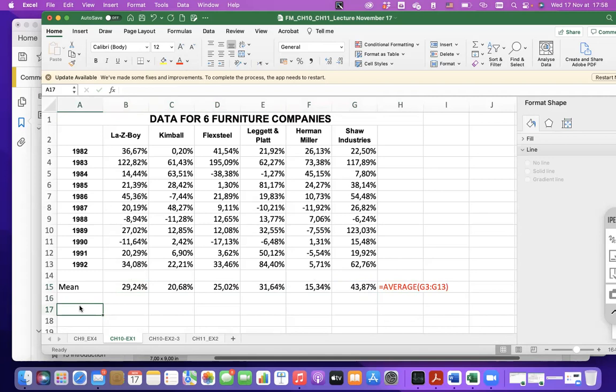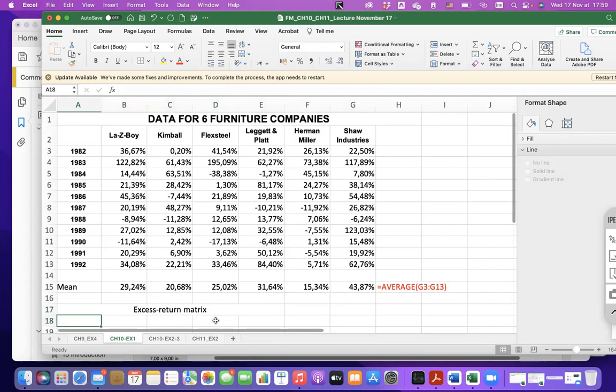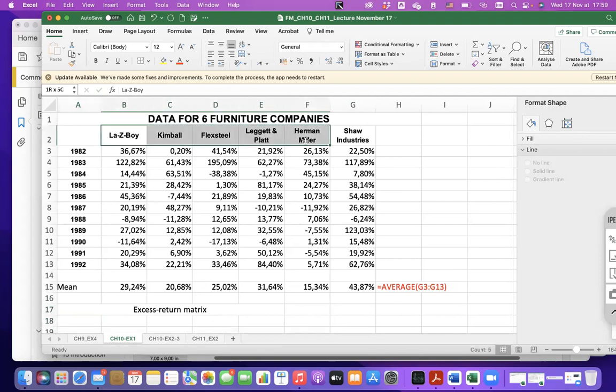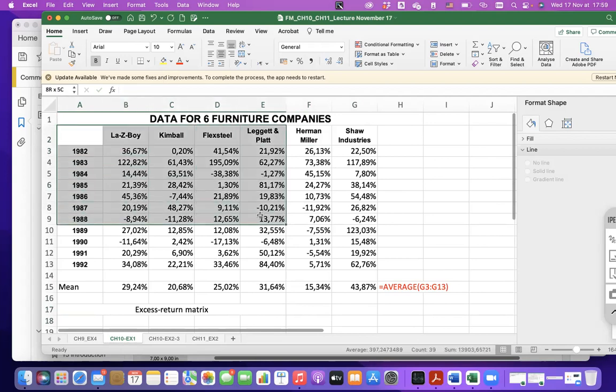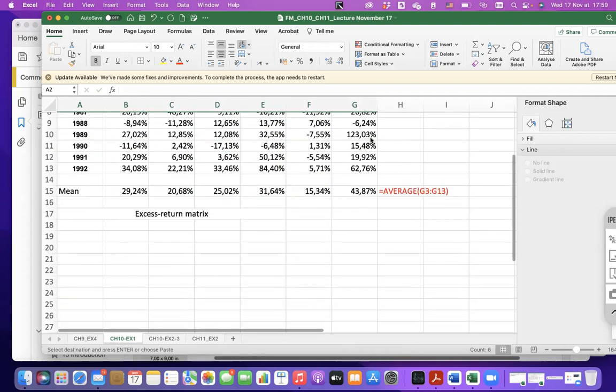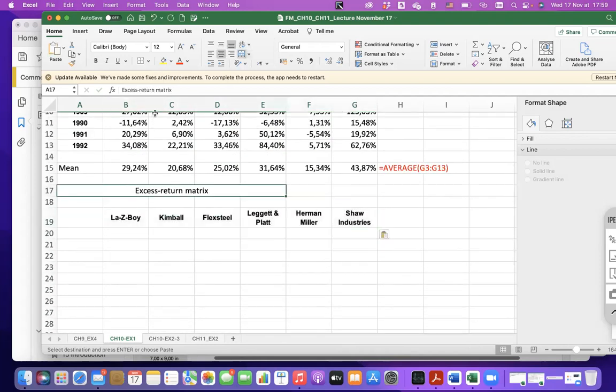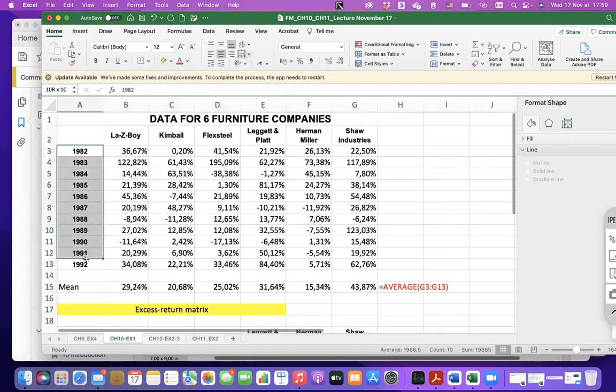Now, the next step is to compute what you call the excess return matrix, which means for every one of these individual stocks, we will transform these annual returns into annual excess returns compared to their means. So I will call it here excess return matrix. From 1982 to 1992.